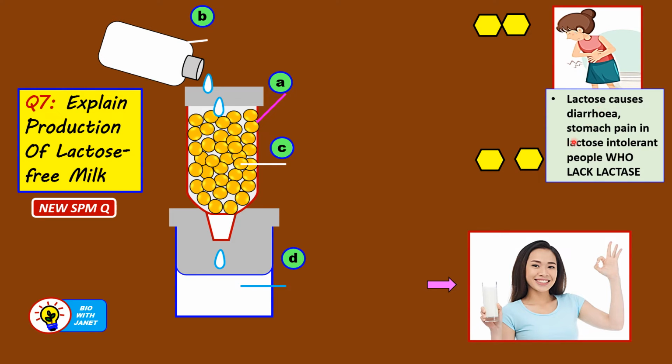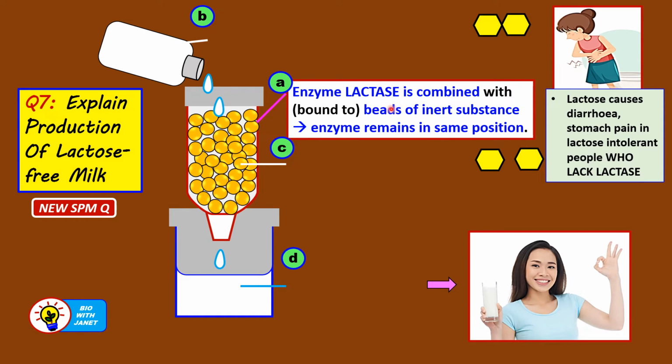So now there's the production of lactose-free milk to help these people be able to drink milk without these effects of diarrhea and stomach pain. So let's find out how the lactose-free milk is produced. Now, firstly, the enzyme lactase is combined to or bound to bits of an inert or inactive substance, right? So that the enzyme remains in the same position and will not be so sensitive to changes in pH and temperature.